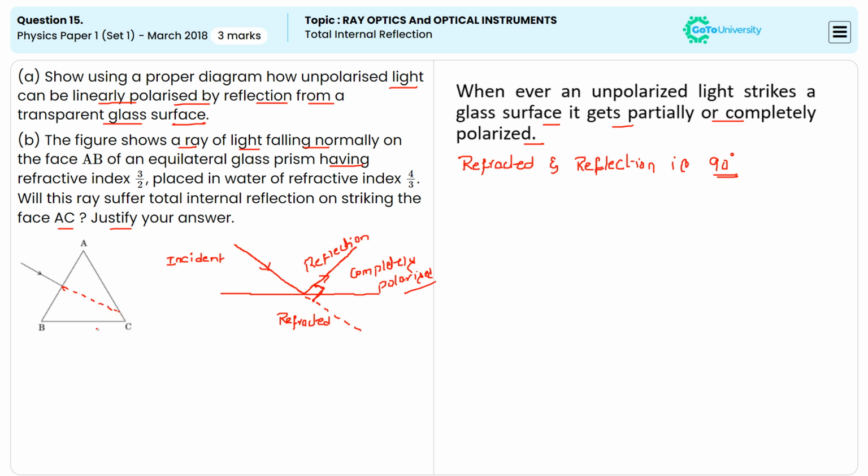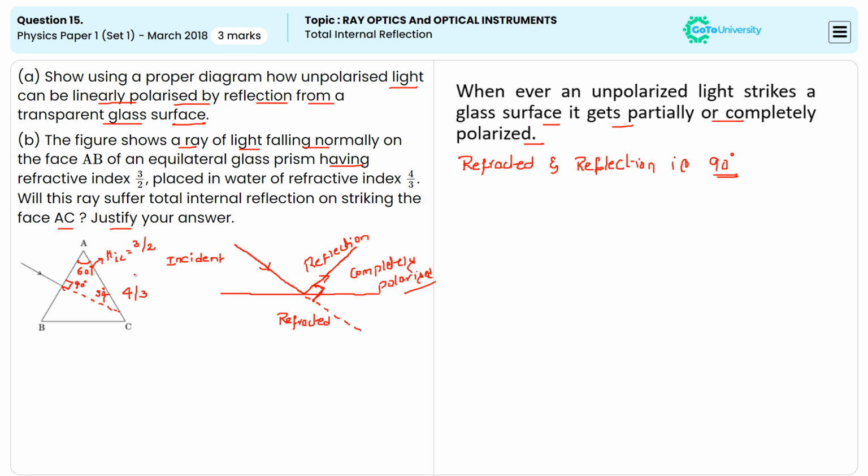Okay. Now this angle is equal to 60 degrees, and this angle is 90 degrees, and this angle is equal to 30 degrees. And here the value of mu of glass is the refractive index, 3/2, and when it is placed in water, the refractive index of water is 4/3.